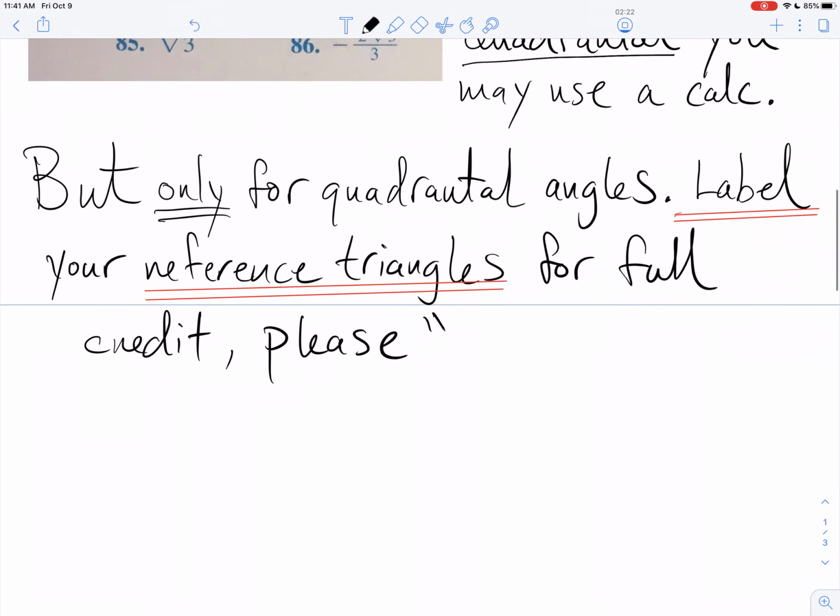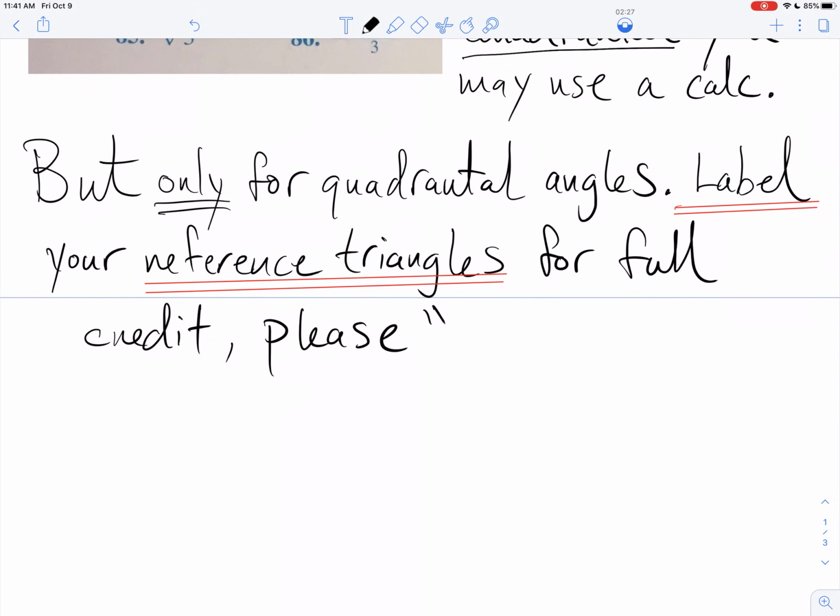But if it turns out being quadrantal, you cannot label a reference triangle for that. But you'll notice I've underlined this, label your reference triangles for full credit. If you don't, down the road it's going to bite you in the butt. You're not going to be a happy kid. Believe me, this is just the tip of the iceberg.